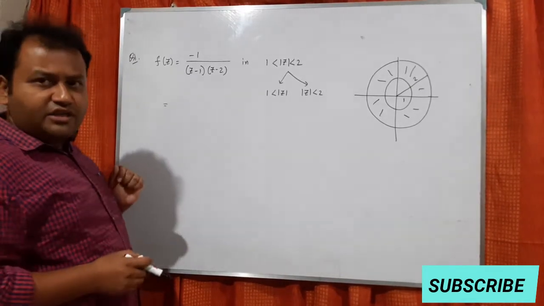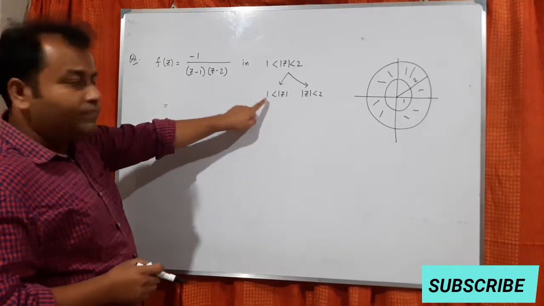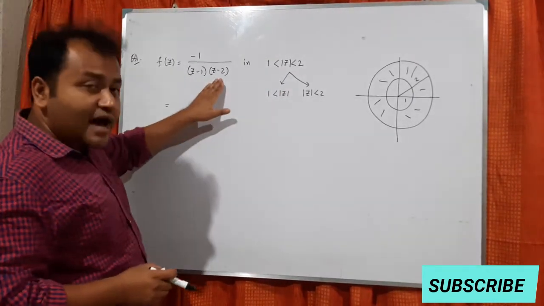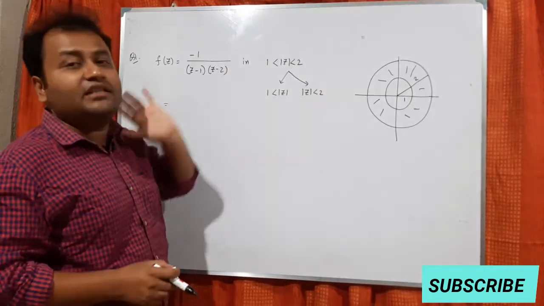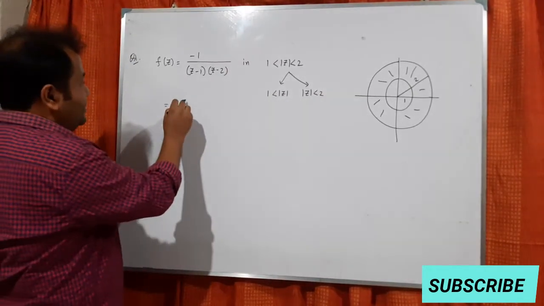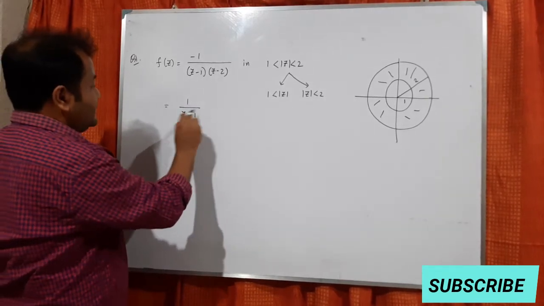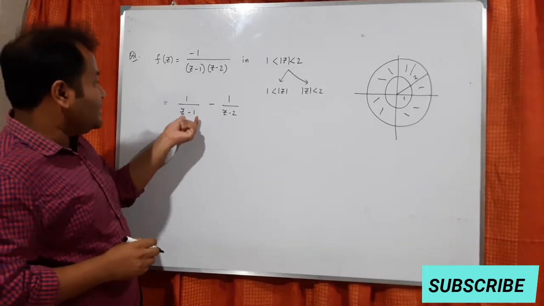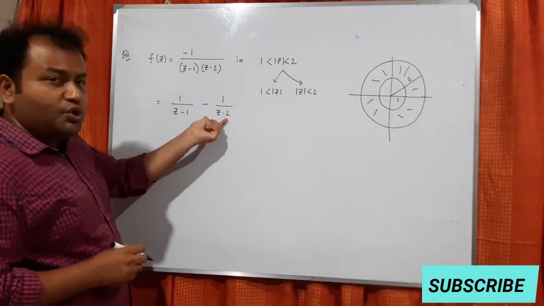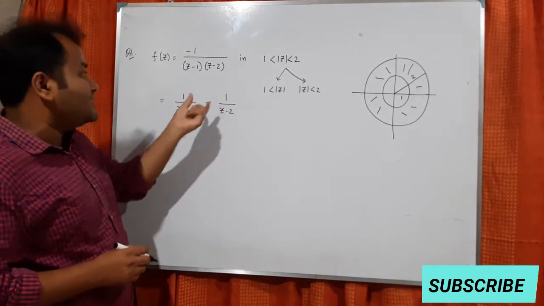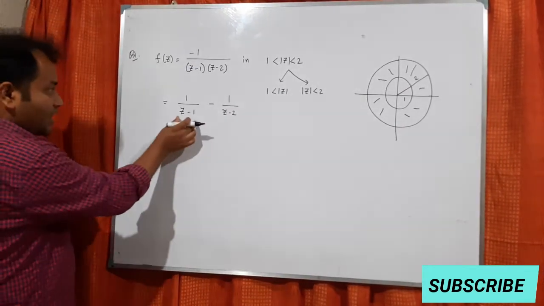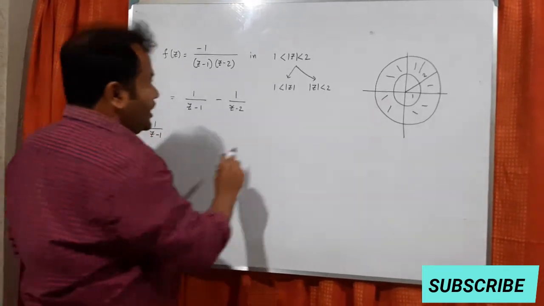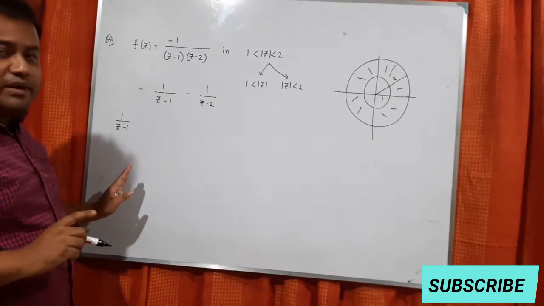If you make the denominator 0, you get z equals 1 and z equals 2. So both these points are very important for deciding the Laurent series. Anyway, this can be written as 1 by z minus 1 minus 1 by z minus 2, because if you simplify, the denominator will be z minus 1 into z minus 2, and the numerator will be z minus 2 minus z plus 1. Now if I consider 1 by z minus 1, look into this one. If you understand this problem, you can do any problem.